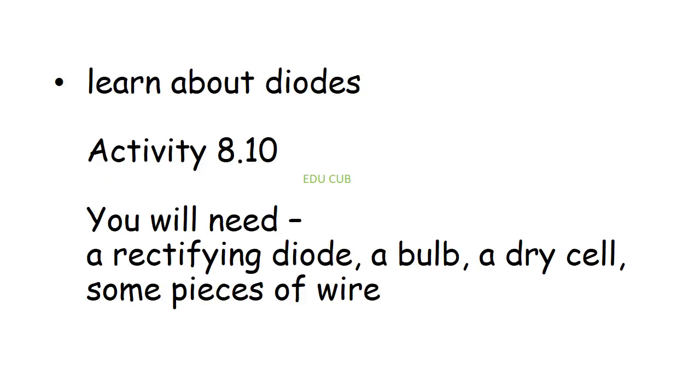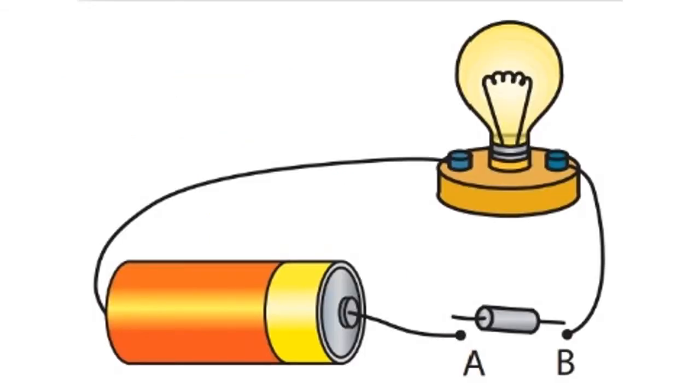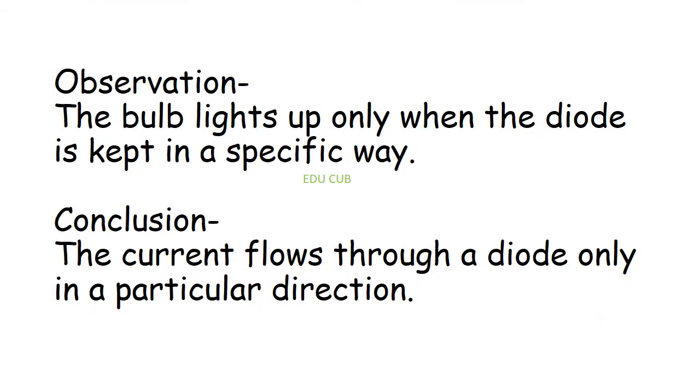First one is the diode. Here you have to do an activity to learn about diodes. You will need a rectifying diode, a bulb, a dry cell, and some pieces of wire. Let's see what we have to do. Make the circuit as shown in the figure. Observe the illumination of the bulb by changing the terminals A and B of the diode. Here you will observe that the bulb lights up only when the diode is kept in a specific way.